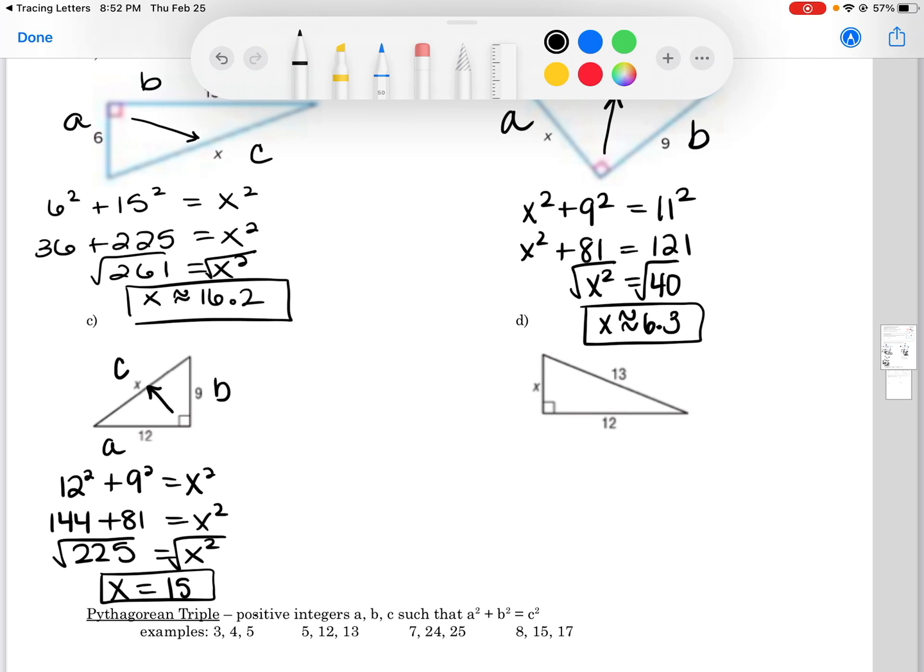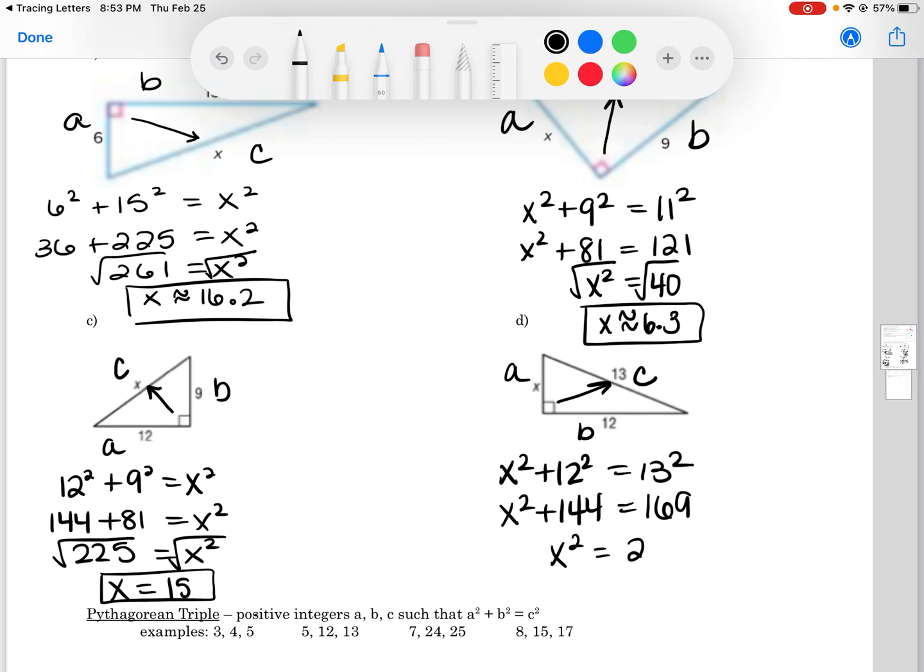All right, over here, same concept. Directly across from my 90 degrees is my C. Otherwise, it doesn't matter which is A or B. X squared plus 12 squared is equal to C squared, which in this case is 13. So we have x squared plus 144 is equal to 169. I'll subtract from both sides. I'll get that x squared is equal to 25. When I square root both sides, I'm going to get x is equal to 5.